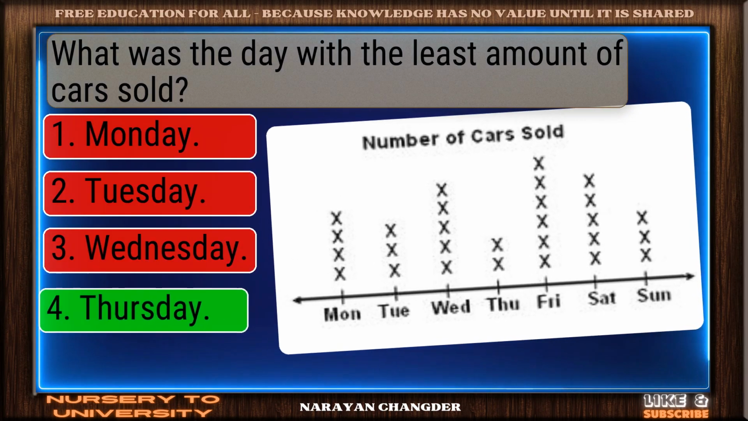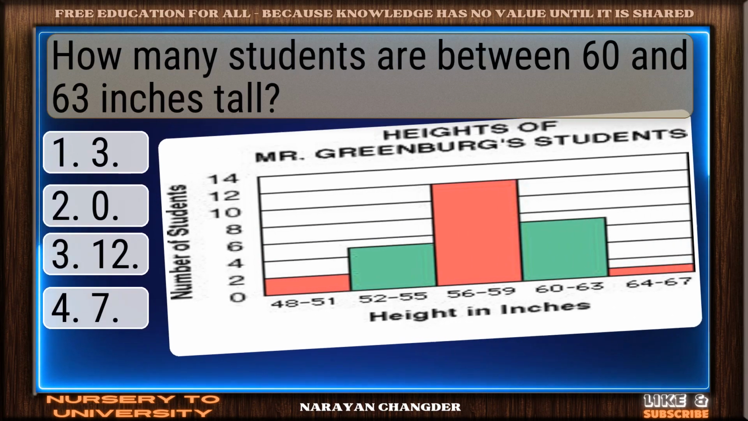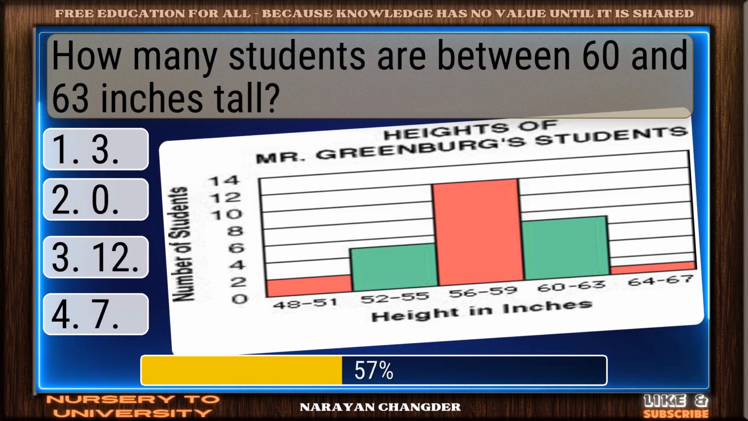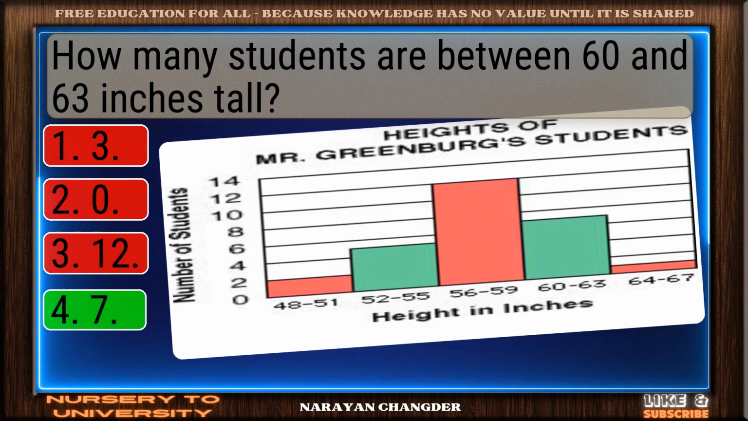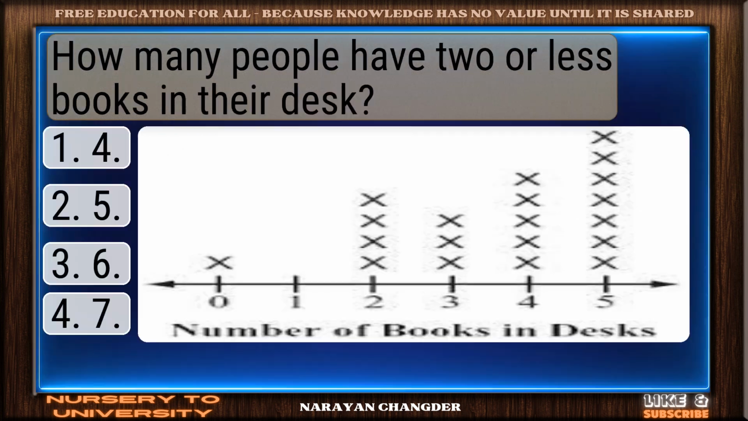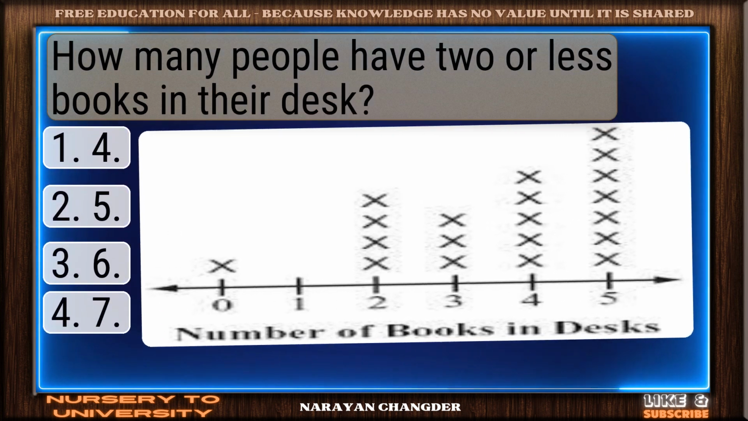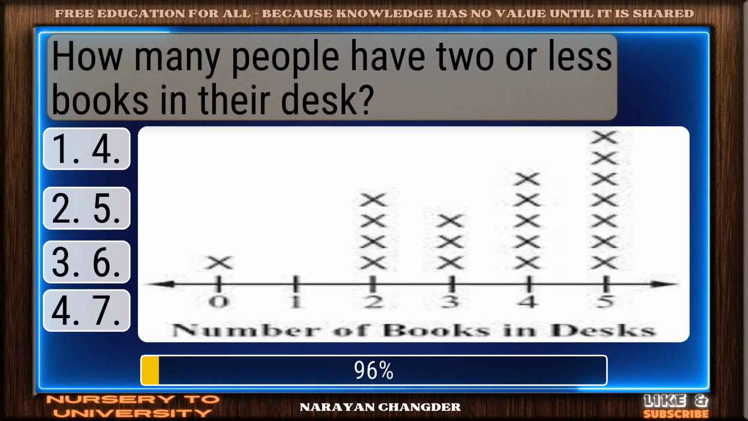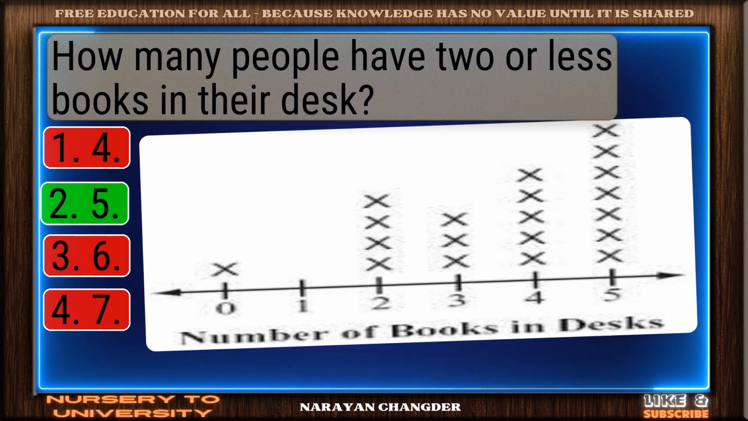What was the day with the least amount of cars sold? Nicely done. Thursday is solid. How many students are between 60 and 63 inches tall? You're right. 7 is correct. How many people have 2 or less books in their desk? Great thinking. 5 is right.